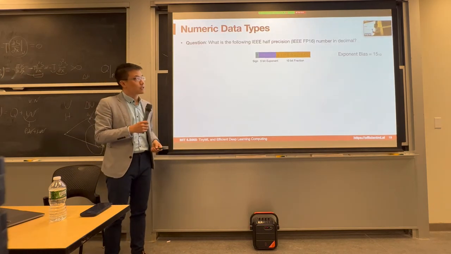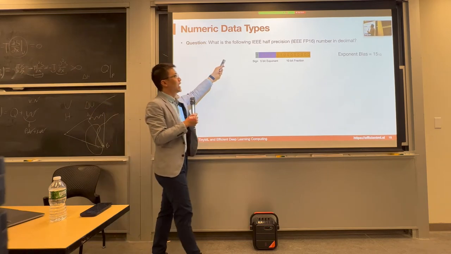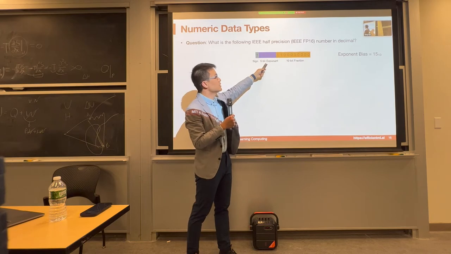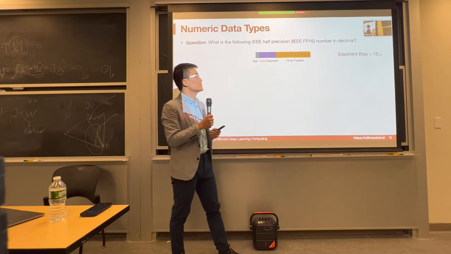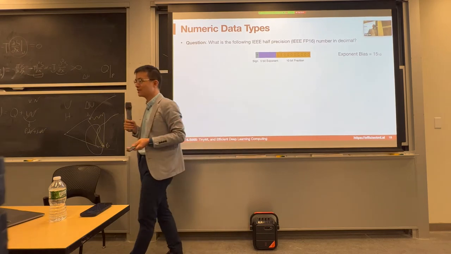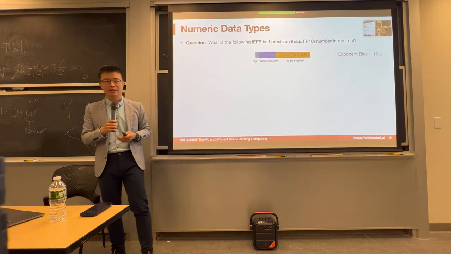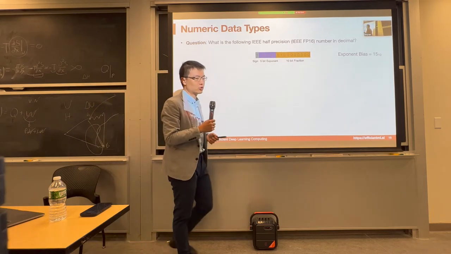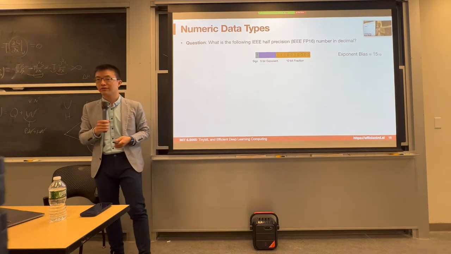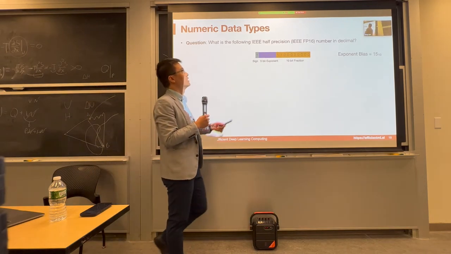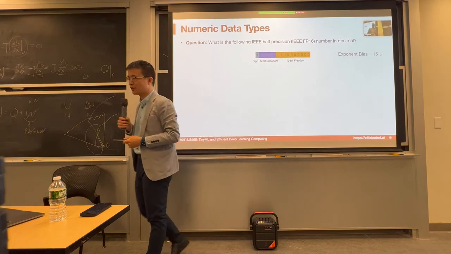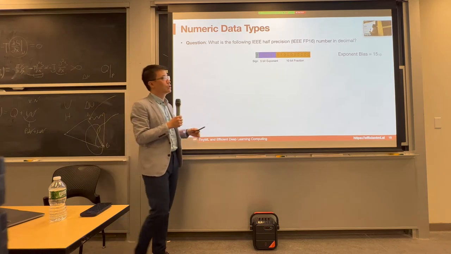So let's do some calculation. What is the following half precision number in decimal? 5 exponent bits, then 10 fraction bits. This is half precision, which is actually quite widely used for deep learning parameters in training. There is almost no loss of accuracy, about a 2x speedup, and it saves GPU memory by half. Very well used. So let's take 2 minutes for you to calculate what number this is representing.